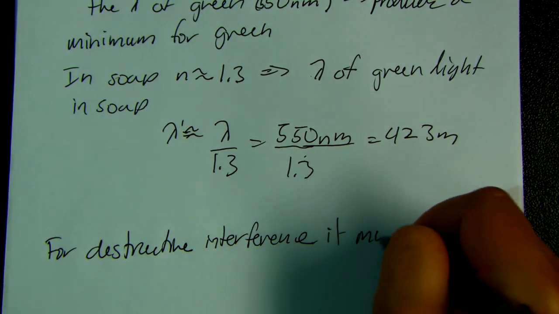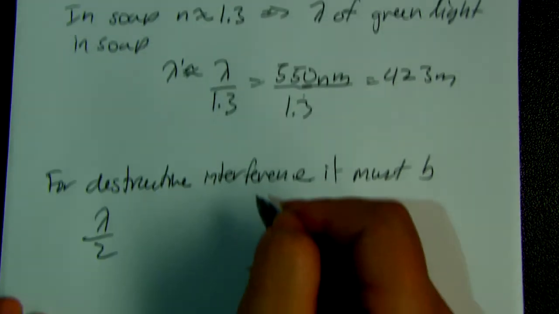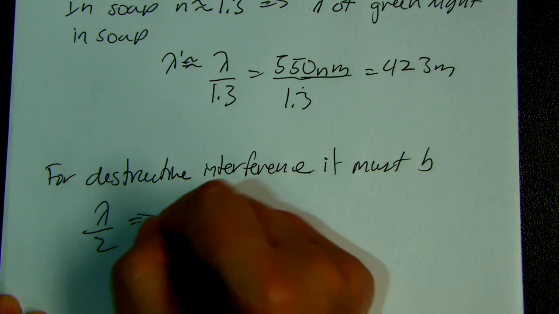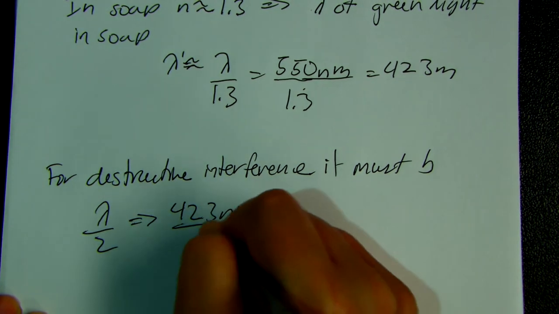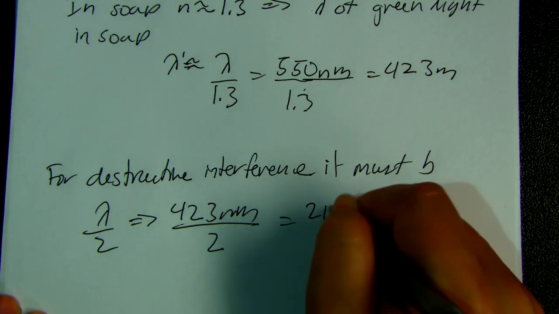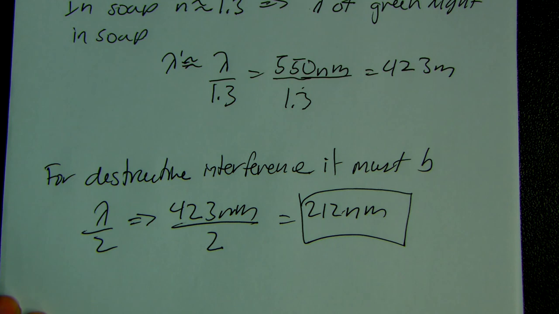And then for destructive interference, it must be lambda over 2. Therefore, we just take 423 nanometers and we divide it by 2, which is 212 nanometers. All done.